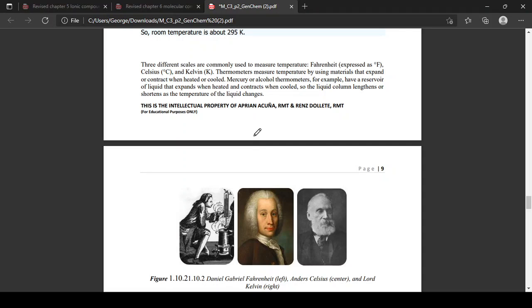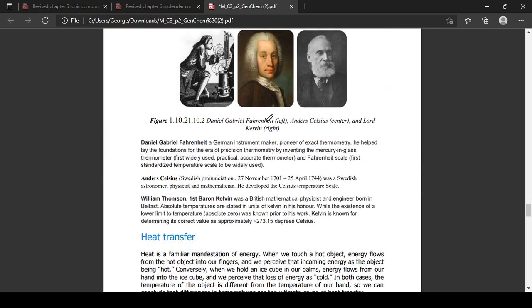So these three different scales are commonly used to measure temperature in your Fahrenheit, Celsius, and Kelvin. Again, the fundamental unit in your SI is your Kelvin. But we have three temperature scales, which is your Celsius, Fahrenheit, and Kelvin. Thermometers measure the temperature by using materials that expand or contract when heated or cooled. Mercury or alcohol thermometers, for example, have a reservoir of liquid that expands when heated and contracts when cooled. Go to the liquid column and lengthen shortens as the temperature of the liquid changes.